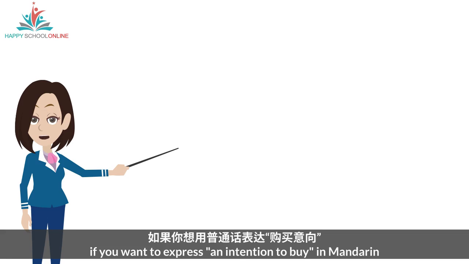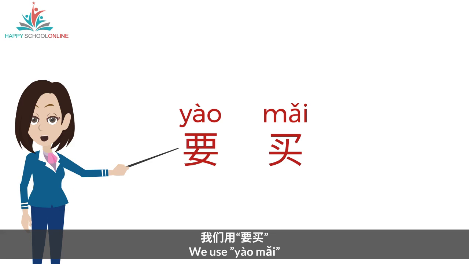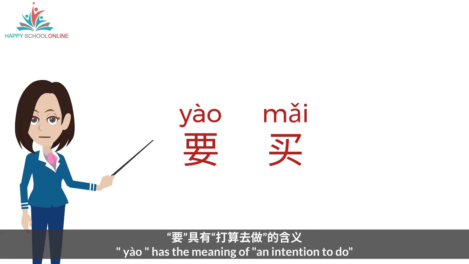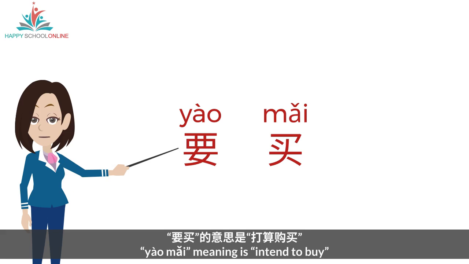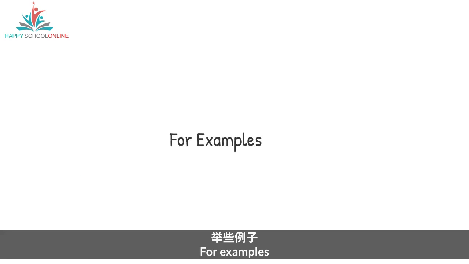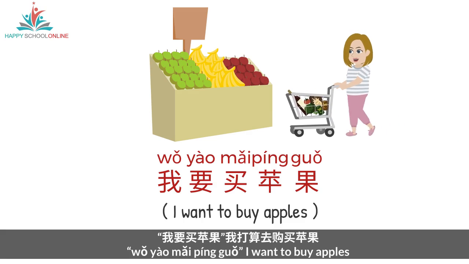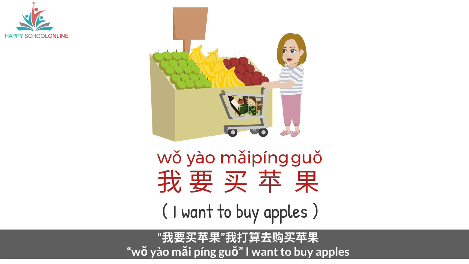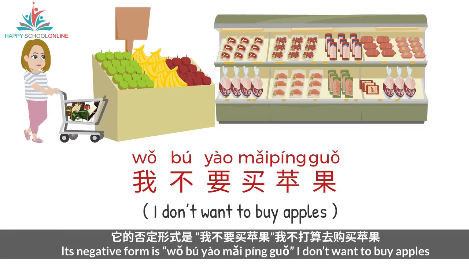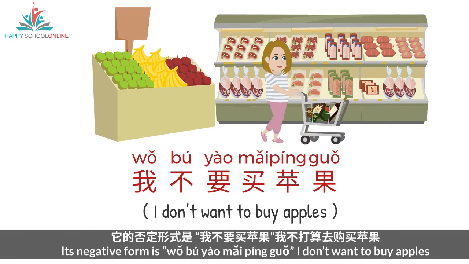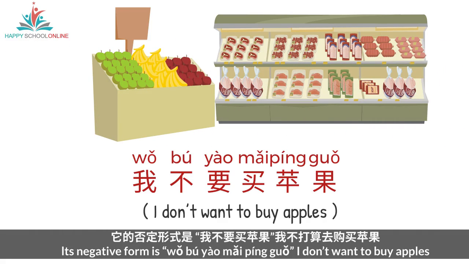Next, if you want to express an intention to buy in Mandarin, we use 要买. 要 has the meaning of an intention to do. 要买 means intend to buy. For examples, 我要买苹果, I want to buy apples. Its negative form is 我不要买苹果, I don't want to buy apples.